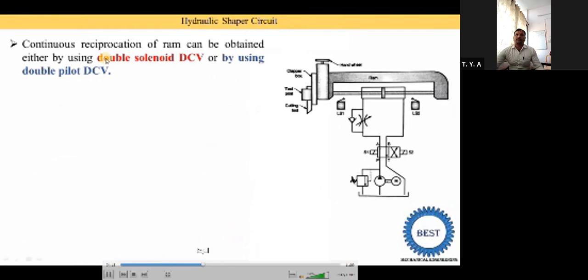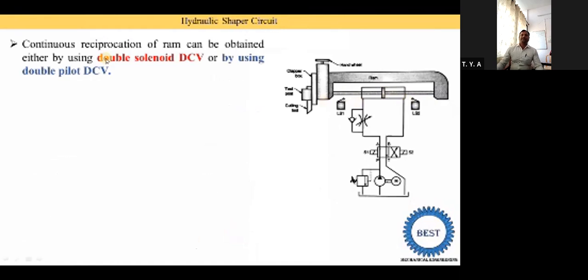Reciprocating motion means in this cylinder the extensions and retractions are going on. So for this we use a double solenoid or double pilot DCV. DCV means directional control valve. Why is a directional control valve required? Because it is a reciprocating motion, in this cylinder extensions and retractions are going on. For extension and retraction we need to supply the oil from different sides. For extension we need to supply the oil from this side, for retraction from this side. So this is controlled by using the directional control valve.